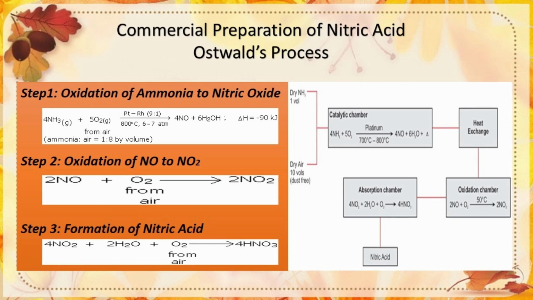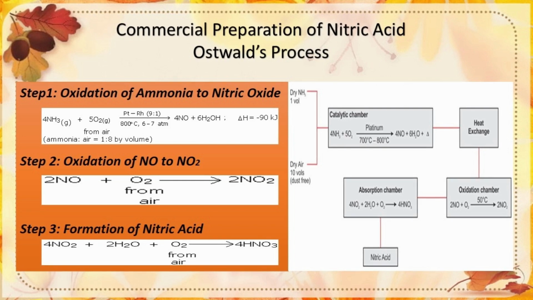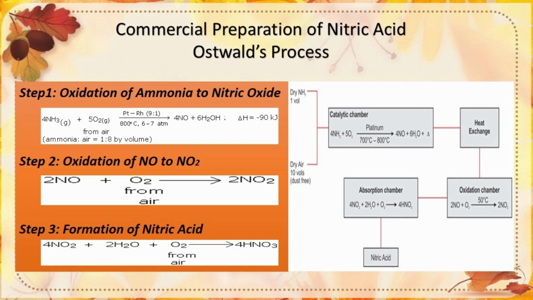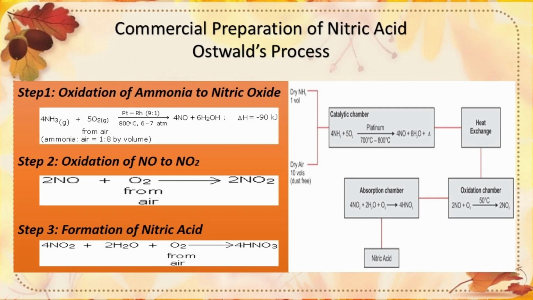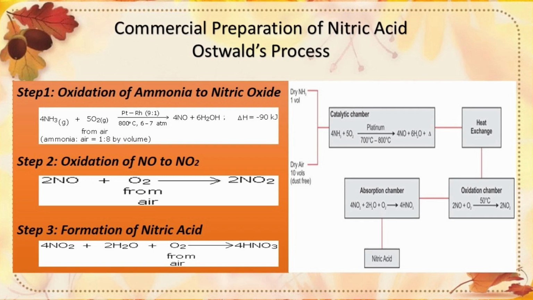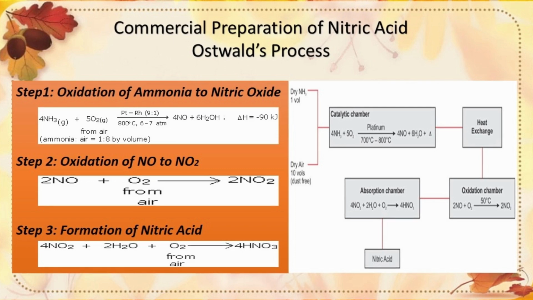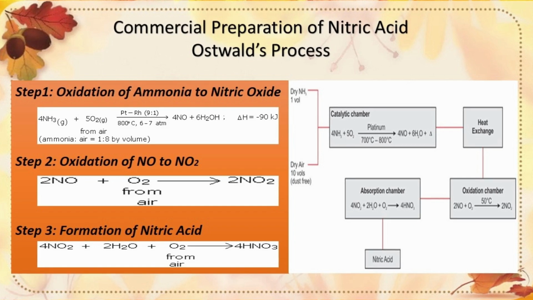In the catalytic chamber, ammonia is oxidized by air at 800 degrees Celsius in the presence of platinum catalyst to yield nitric oxide. The nitric oxide formed in the catalytic chamber contains a little amount of nitrogen and some water vapors. They are then passed through the heat chamber where they are cooled to around 100 degrees Celsius by advancing them through coolers. Then they are passed to the oxidation chamber where the nitric oxide combines with more air and gets oxidized to nitrogen dioxide.